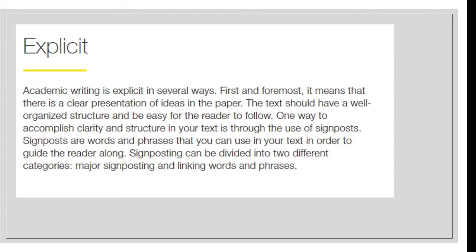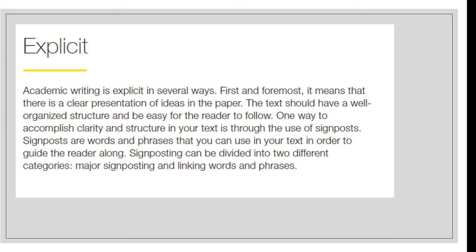And remember, another characteristic of formal writing is being concise. Another characteristic of academic writing is being explicit. Academic writing is explicit in several ways. First and foremost, it means that there is a clear presentation of ideas in the paper. The text should have a well-organized structure and be easy for the reader to follow.